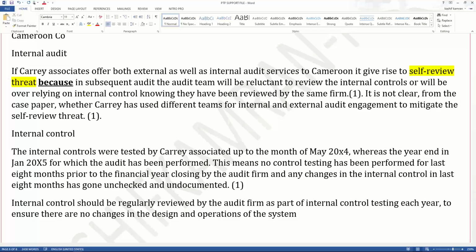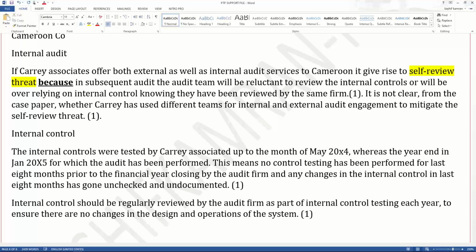Internal control should be regularly reviewed by the audit firm as part of internal control testing each year to ensure there are no changes in the design and operation of the system. And if there are changes, then you should perform the test of control on the changes. So can you skip the review of the internal control system any year in the audit? No. Right? So have the audit firm done this? They have not. So you are giving a suggestion that this is what they should have done, right? Full stop. So that's one action you're writing to this issue of internal controls.